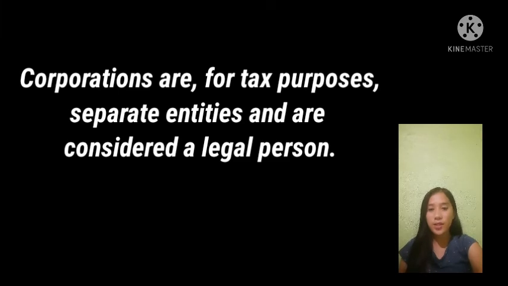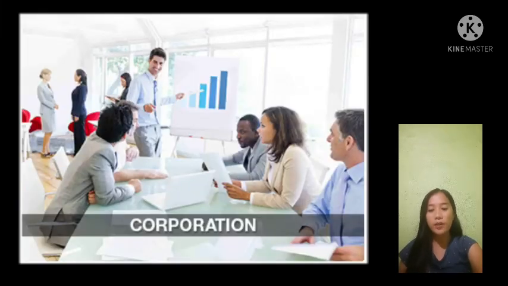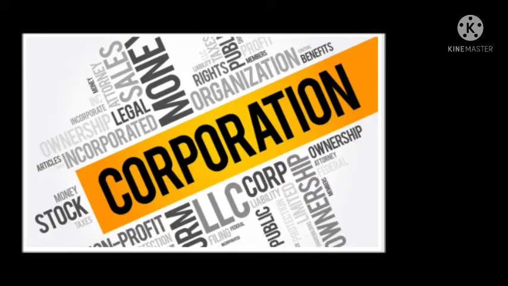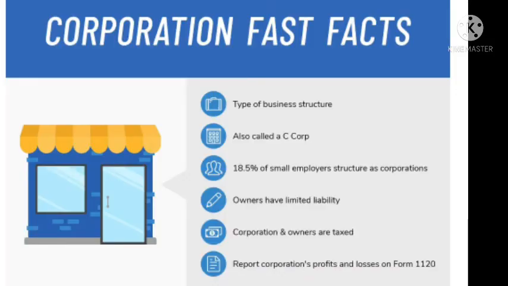Next is corporation. Corporations are, for tax purposes, separate entities and considered a legal person. A corporation's fast facts: a type of business structure, also called a C Corp. 18.5% of small employers are structured as corporations. Owners have limited liability. Corporations and owners are taxed. Report the corporation's profits and losses on Form 1120.